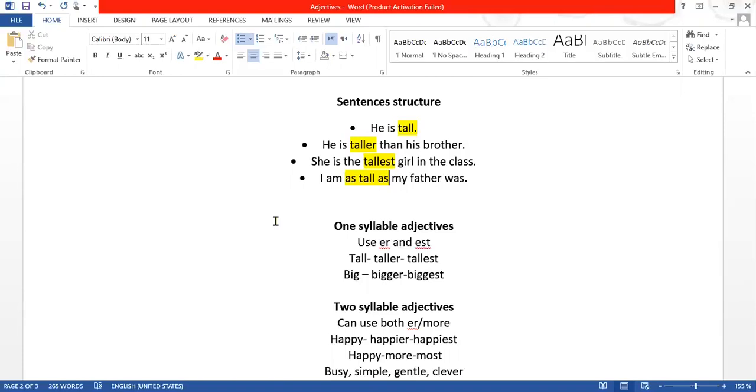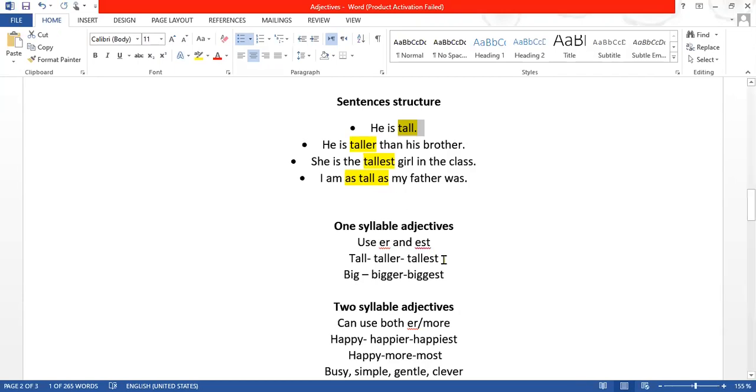And for our ease, we have divided adjectives into one syllable, two syllable, or three syllable words. So if you see, this tall is one syllable, okay? We need these different degrees of adjectives in order to make these four different kinds of sentence structure. And the same adjective can be used in four different ways. There are other, more complex structures we'll be studying tomorrow. But these are very simple, and you must know them 100%, how we use these superlative and comparative degrees.